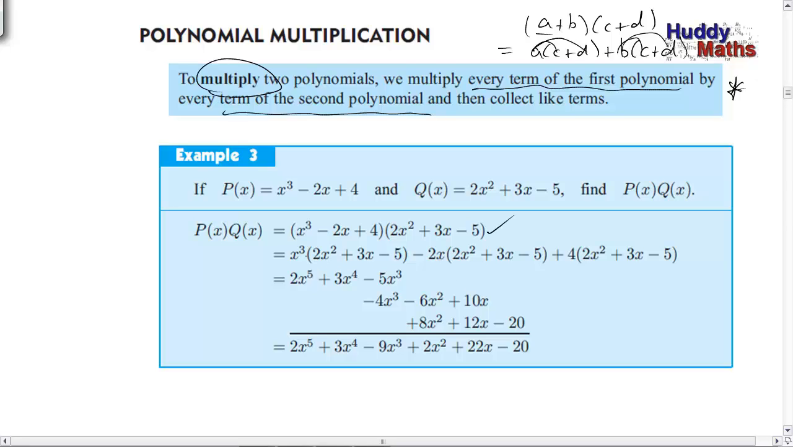This means I've got x cubed lots of this, there it is. Take 2x lots of this, there it is. And then plus 4 lots of this, there it is. So it's an expanded, what do we call this? FOIL: first, outers, inners, last, and that sort of thing. It goes back to those junior maths days to remember how to do it and not leave out any terms.